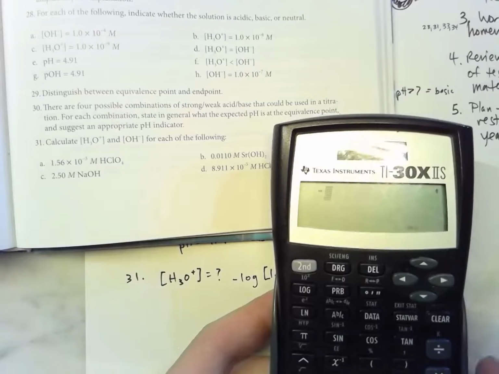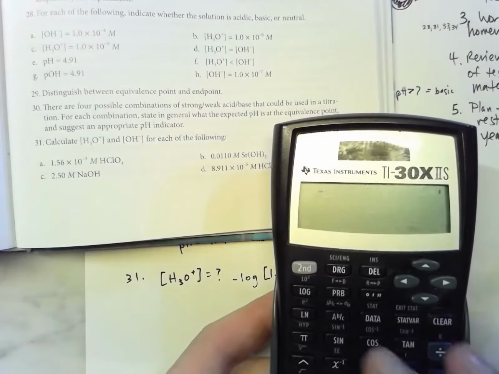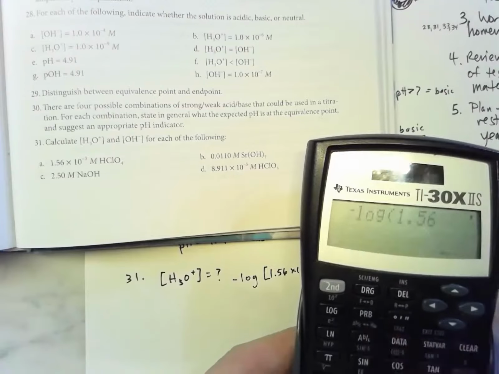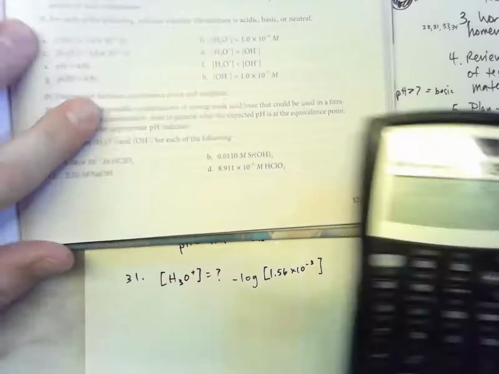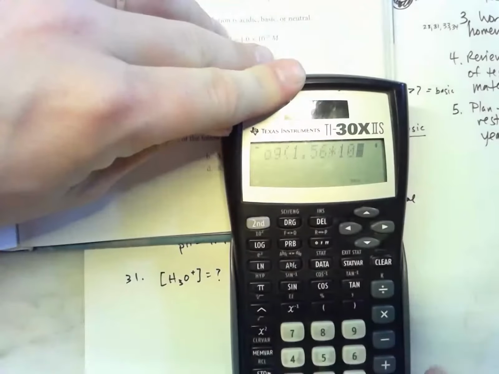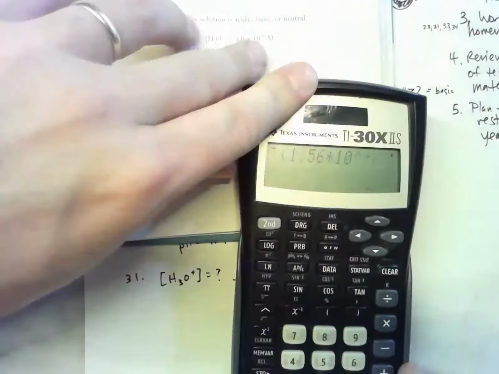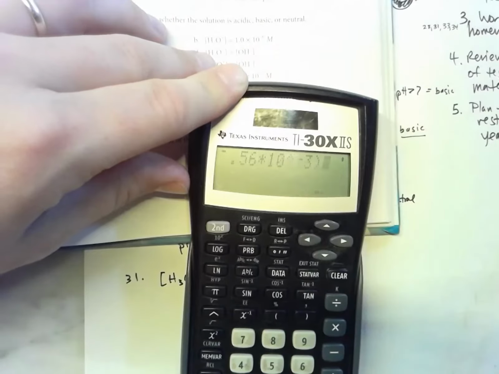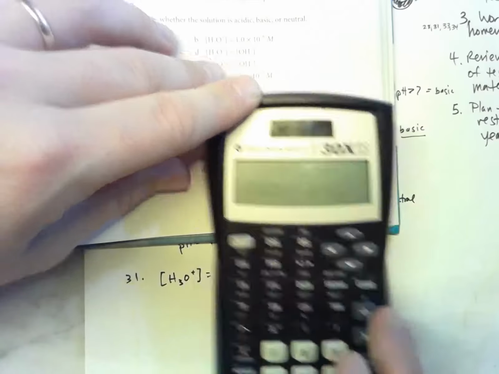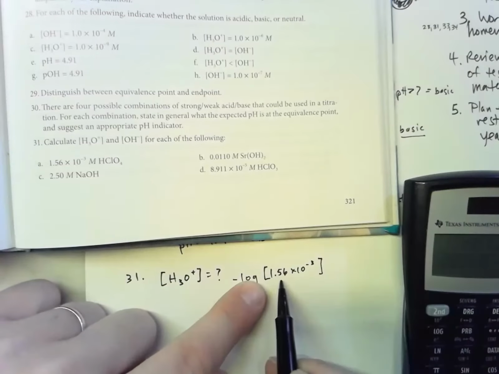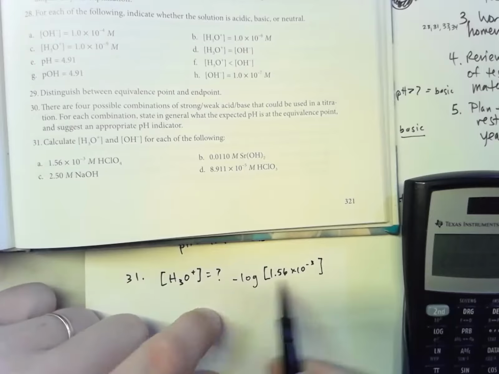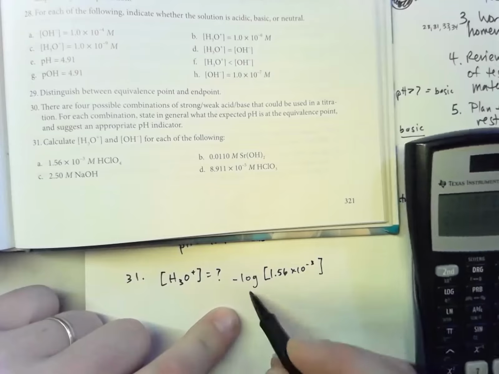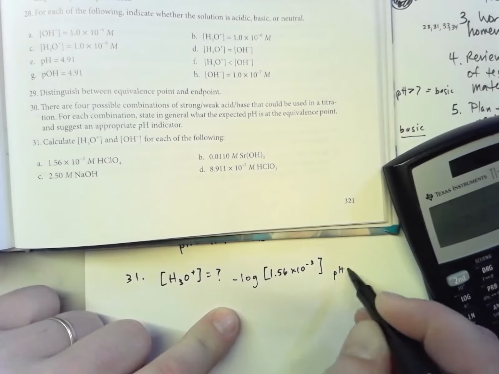So we're going to say negative log of 1.56 times 10 to the negative third. Close your parentheses. 2.8. Okay, so when this number is not just a 1, you can't just pull that number down. It's not going to be an even 3, but it's going to be pretty close. All right, so 2.81. So pH equals 2.81.